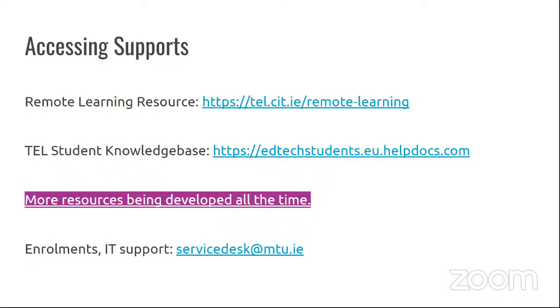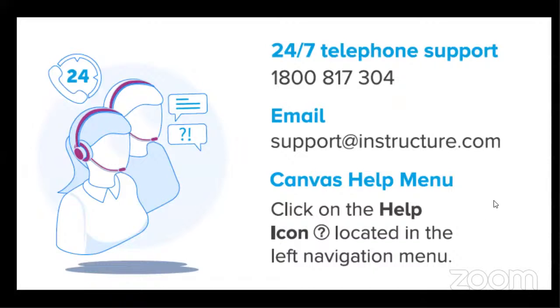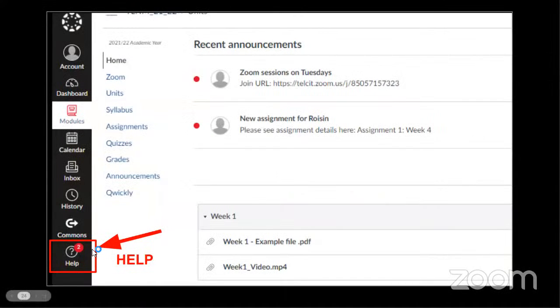If you can't find what you're looking for there, then there's a couple other places you can go to. So anything related to enrollments or IT support, you can contact the service desk at mtu.ie. And another really great feature then of Canvas is that they actually offer a 24/7 support system. So you can contact them through this free phone number here. You can email them and submit a ticket through there, or you can go to the help icon inside of Canvas and you can find all this information, but also you can use the web chat function. So that's just inside here on your main menu here on Canvas.